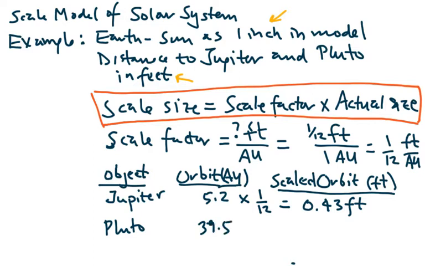And similarly for Pluto, which has an orbit in AU of 39.5, we go ahead and multiply that number by our scale factor of 1/12, and that gives us a scaled orbit for Pluto of 3.3 feet.